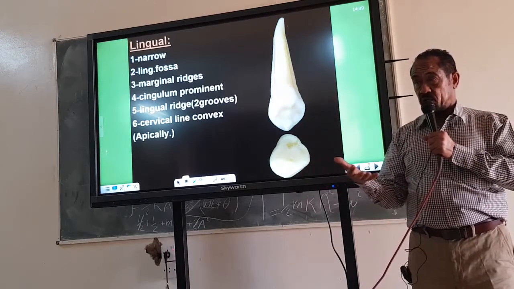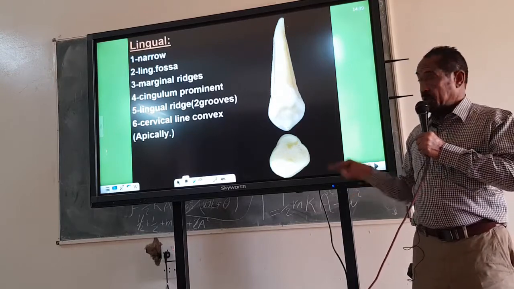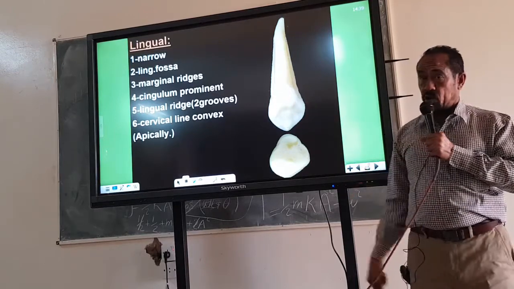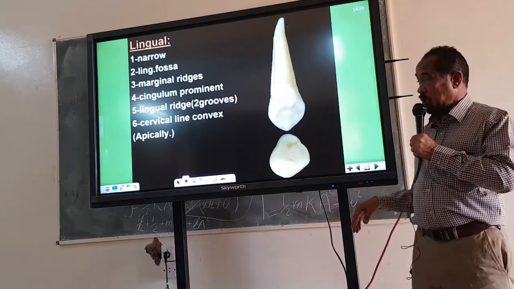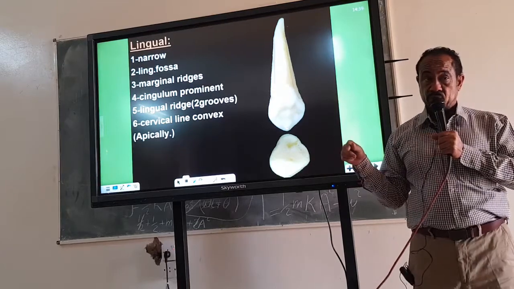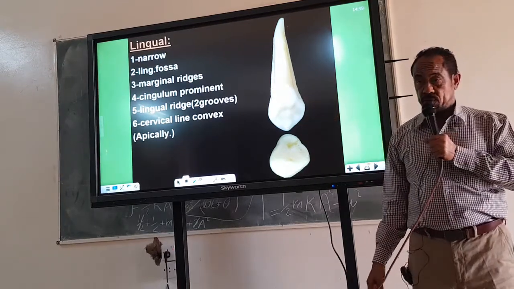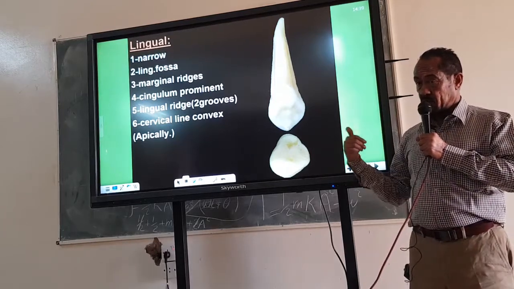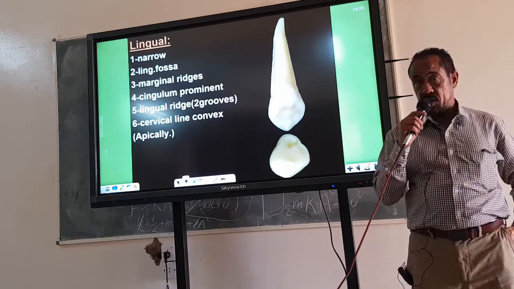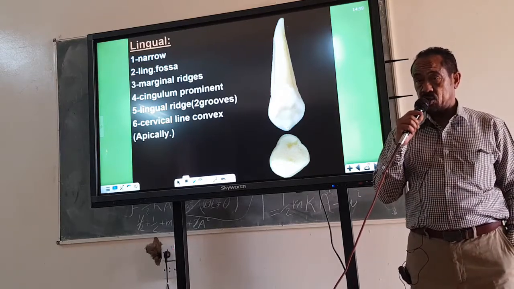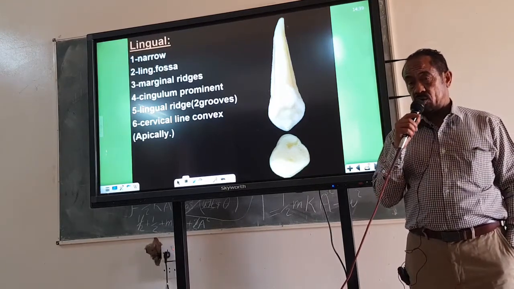The fossa is a round depression and the groove is a linear depression, meaning a line. If it is a line like this we call it a groove. If it is all round we call it a fossa. Now it changes from fossa to grooves by the presence of the central ridge or lingual ridge. Just as there was a labial ridge, here there is a lingual ridge. So it is narrower, with prominent cingulum, prominent marginal ridge. The fossa is divided into grooves by the lingual ridge.